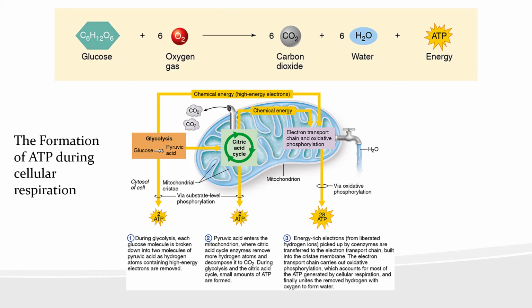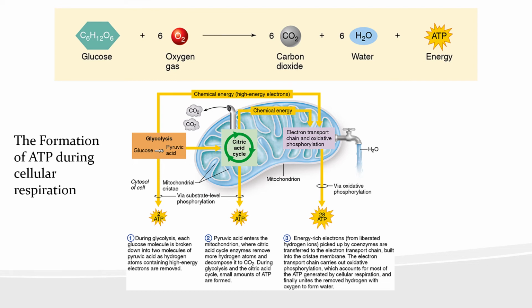Oxidation via the removal of hydrogen atoms, which are temporarily passed to vitamin-containing coenzymes, is a major role of glycolysis and the citric acid cycle. Glycolysis, which takes place in the cytosol, also energizes each glucose molecule so that it can be split into two pyruvic acid molecules and yield a small amount of ATP in the process. So here you can see in step 1, during glycolysis, each glucose molecule is broken down into two molecules of pyruvic acid as hydrogen atoms containing high energy electrons are removed.